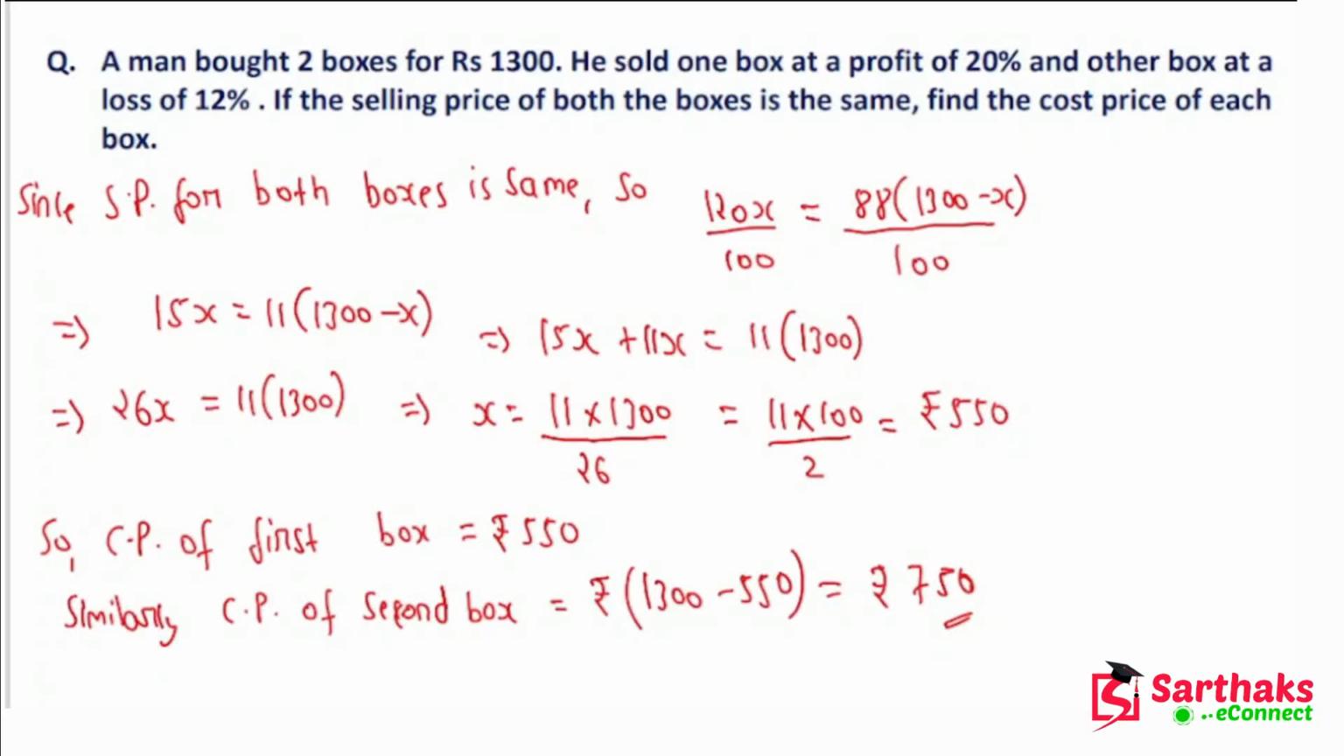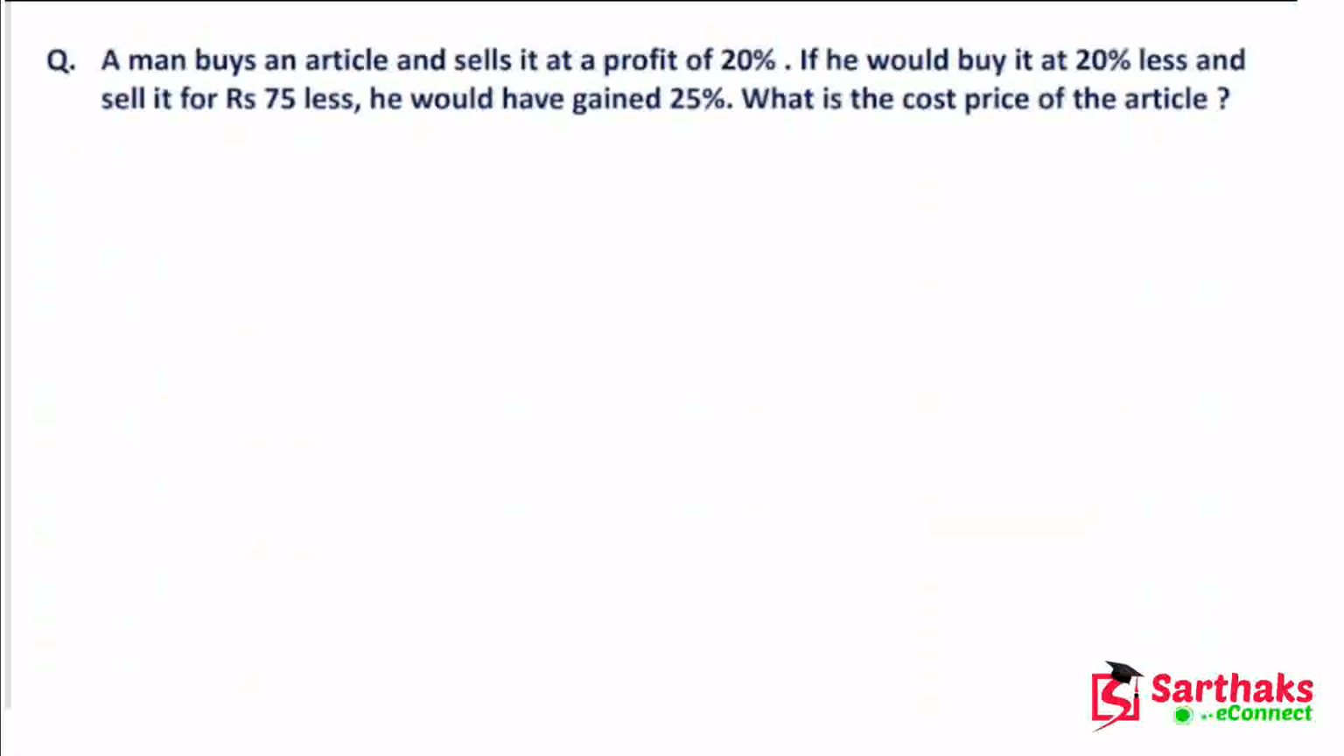Okay, so this was the question in which we have to find the cost price of two boxes, okay, when some conditions were given. Let us move on to the next question, which says a man buys an article and sells it at a profit of 20%. Okay, if he would buy it at 20% less and sell it for rupees 75 less, he would have gained 25%. Okay, so what is the cost price of the article?